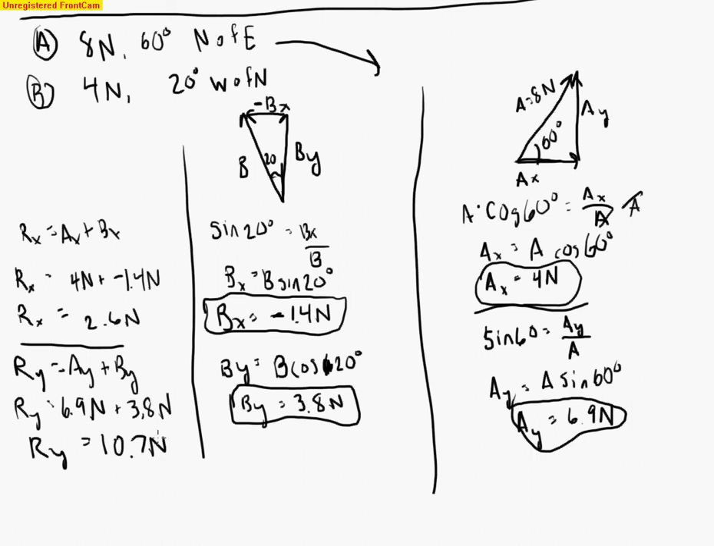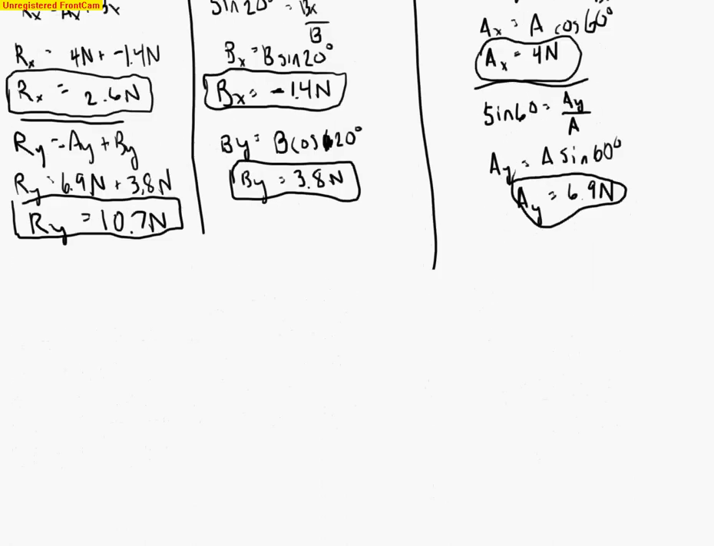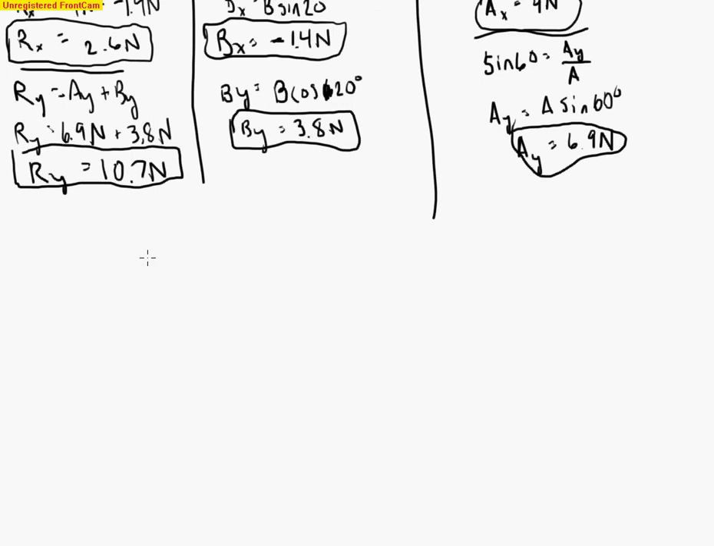So these two now make up our new right triangle. These are the legs of our new right triangle. So let's move up a little bit. So RX is going to be 2.6 newtons. And since that's positive, we know that's pointing toward the east or our positive direction. And then our y is 10.7 newtons to the north because that's positive also. So then this will be our R.